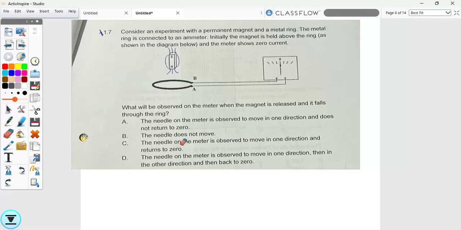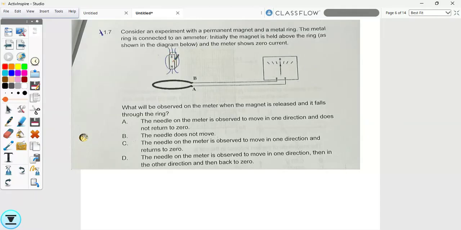What do they say? What will be observed on the meter? Oh, it is an ammeter. They did say ammeter. When you see galvanometer, don't get confused. It's just an ammeter. A galvanometer just means it can measure in both directions. So that is actually what this one is. The needle is observed to move in one direction. Before we look at the answers, let's just see what's happening.